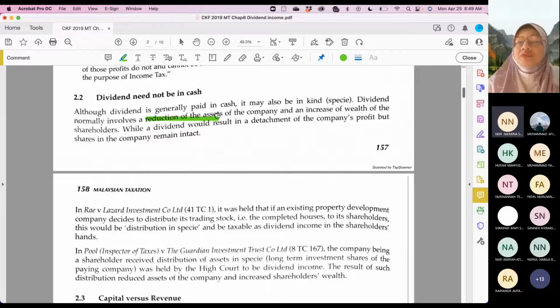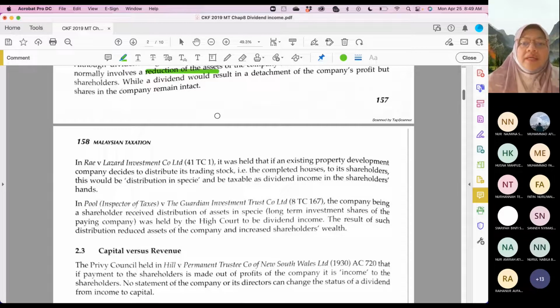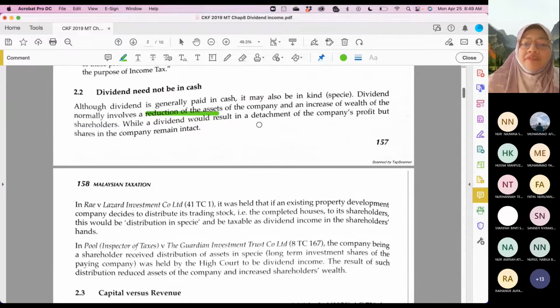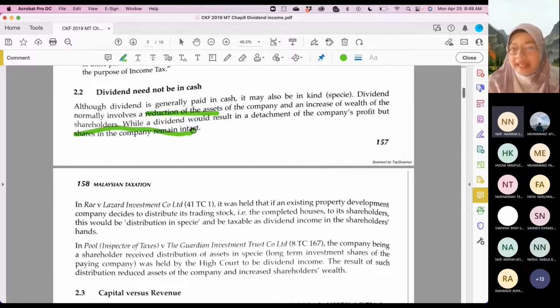If you look into the accounting, dividend is actually part of your owners' equity. So if you make payment of your dividend, you reduce your asset in the form of cash, for example, and you also reduce your owners' equity in the form of dividend. Even though the company makes payment of dividend, the shares in the company remain intact, because they don't pay dividend from the shares. It's paid out of the retained earnings or undistributed profit.